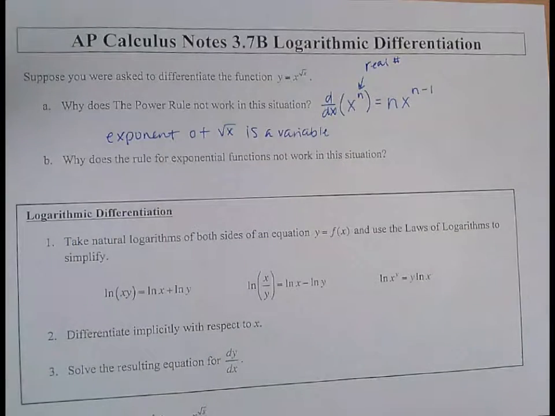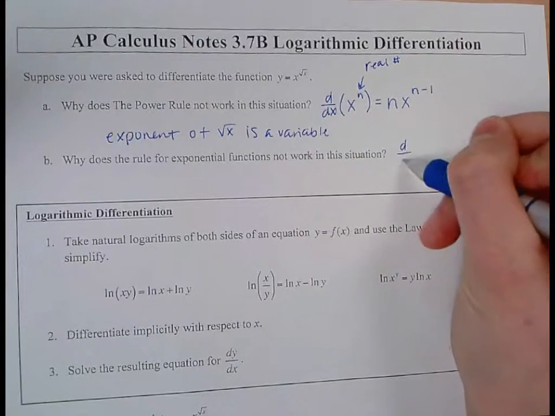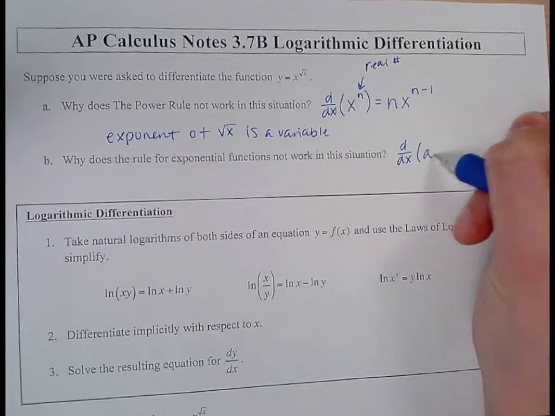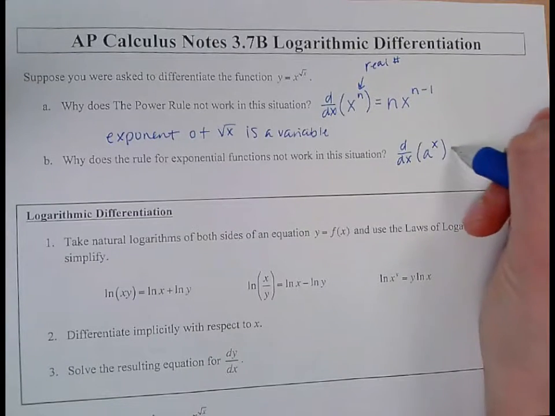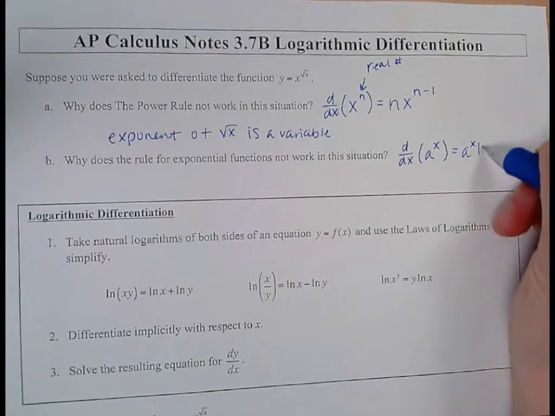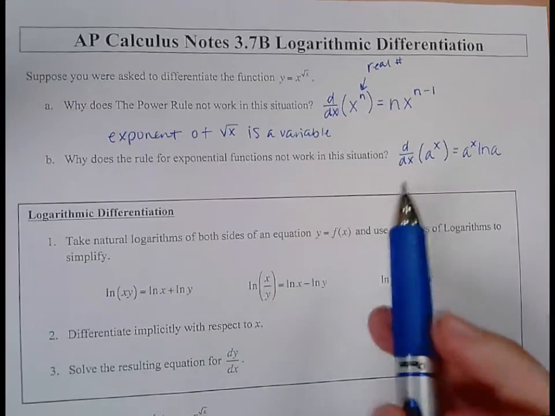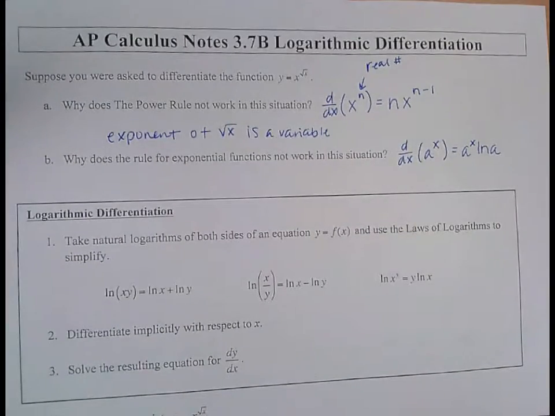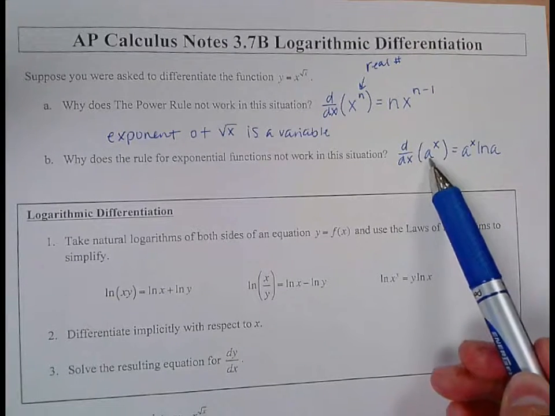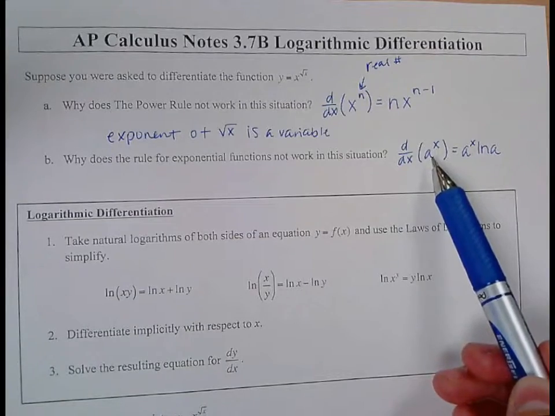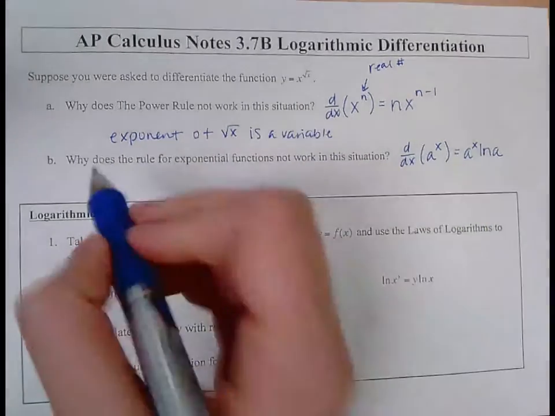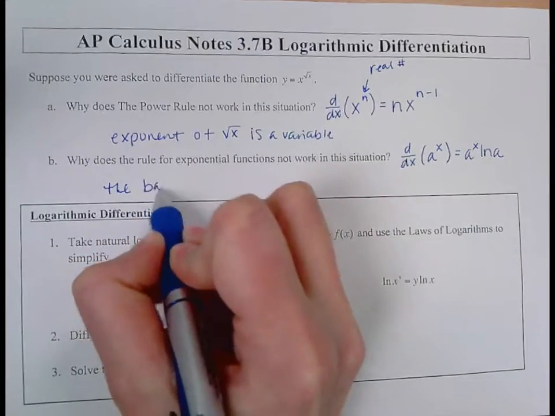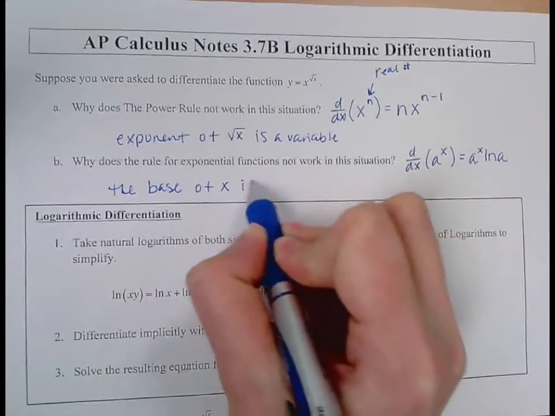Why does the rule for exponential functions not work? That would be if you have the derivative with respect to x of an exponential function of the form a to the x. This is a to the x times natural log of a. But why would that not work? Because there the exponent is a variable, so it would still involve a chain rule. But why does it still not work? Because in an exponential function, the base is supposed to be a constant. Here our base is also a variable. So this doesn't work because the base of x is a variable.